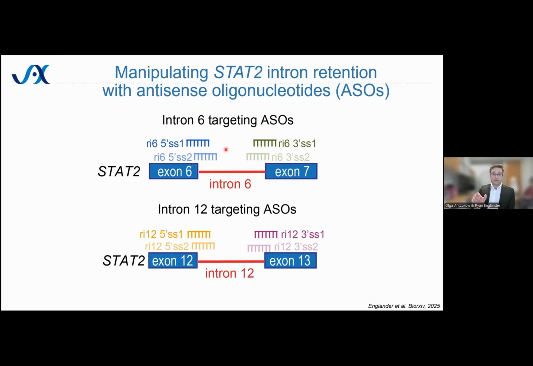But what they do is they can sterically inhibit the association of specific regulatory RNA binding proteins at target sites and lead to changes in downstream splicing outcomes. So we designed ASOs that targeted either intron 6 or intron 12 and treated cells with those ASOs and interferon to study the impact of changing intron splicing on interferon responses.